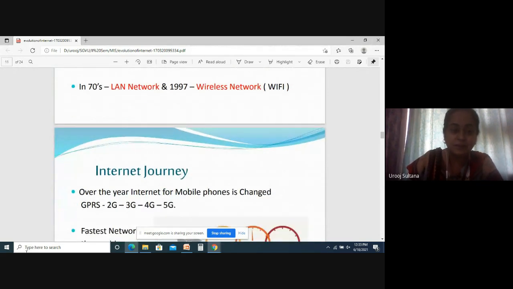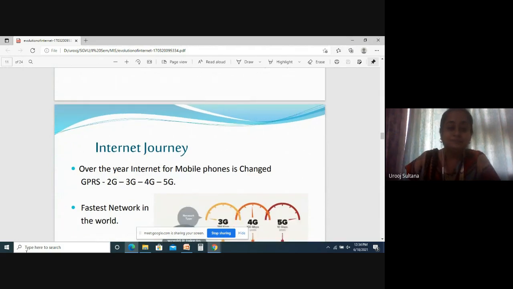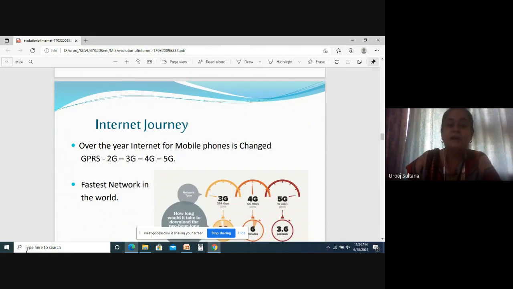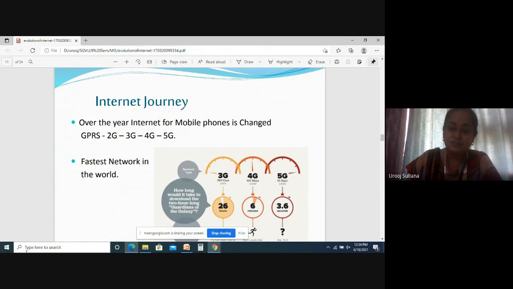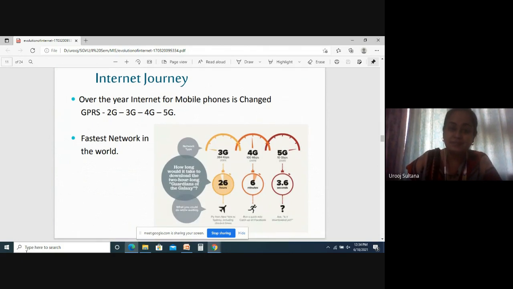It is continuing. Now over the years, internet on mobile phones has changed, right? You all know about 2G to 3G, then 4G. Right now we are using 4G. Yes, the testing is going on for 5G, but still we are not having 5G connections in our phone. We are still using 4G connections. The fastest network in the world, that is 3G to 4G, and then 4G to 5G.